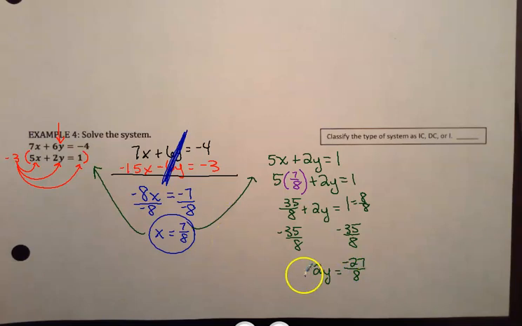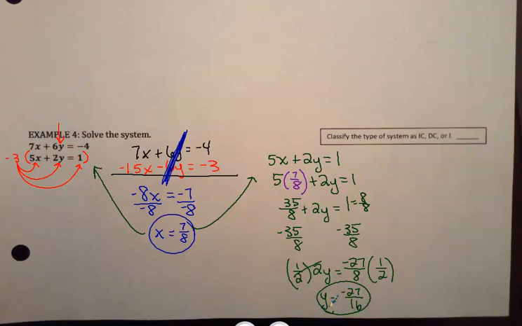Typically we would divide by 2, but I have a fraction over here. Do you really want to take a fraction, negative 27/8, and divide by 2? Probably not. The other option is to multiply by the reciprocal. So we can multiply both sides by 1/2 instead of dividing by 2. Then 1/2 times 2 is just 1. So we have y equals negative 27 times 1 is negative 27. 8 times 2 is 16. So y is negative 27/16.